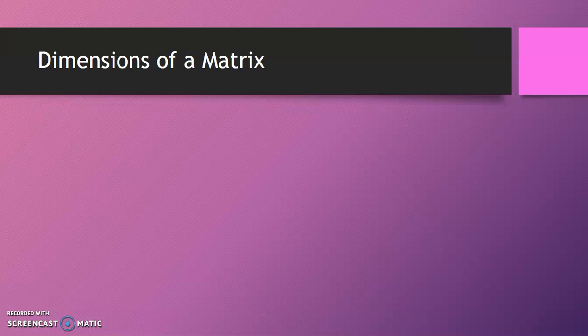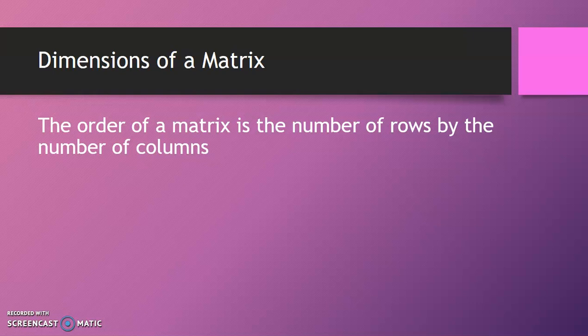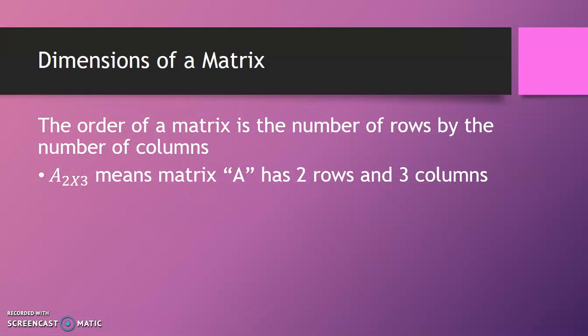In order to multiply matrices, we need to look at the dimensions of a matrix. So I want to go over how you find the dimensions of any type of matrix. The dimensions are always going to be the number of rows by the number of columns that a matrix has. For example, if you had capital A, which would be a matrix, and it is 2 by 3, that means that this matrix has 2 rows and 3 columns.